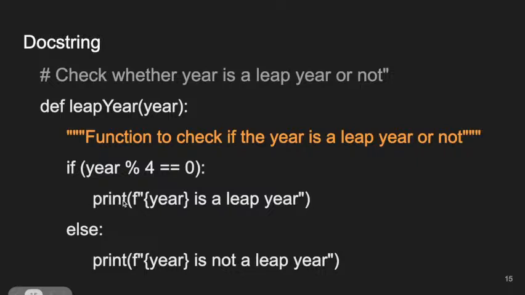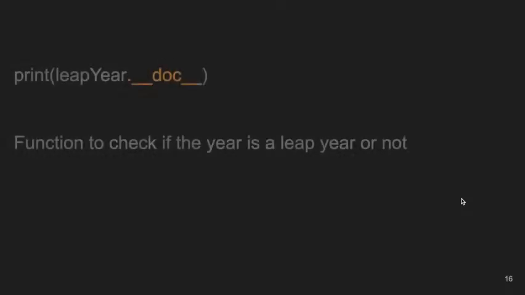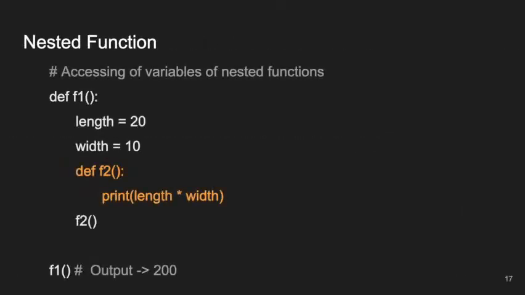So this print statement belongs to this if, and here this print statement belongs to this else, and everything inside here with the docstring belongs to this leap year function. That's how the scope works. Then if you check the nested function, it is the same thing.